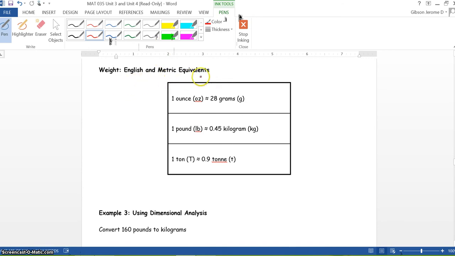Now weight, English and metric equivalents. 1 ounce is equivalent to 28 grams. 1 pound is approximately 0.45 kilograms. And 1 ton is approximately 0.9 metric ton.